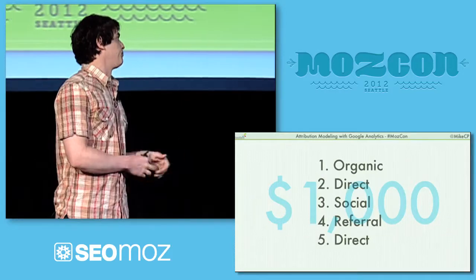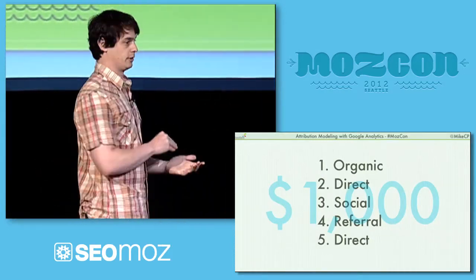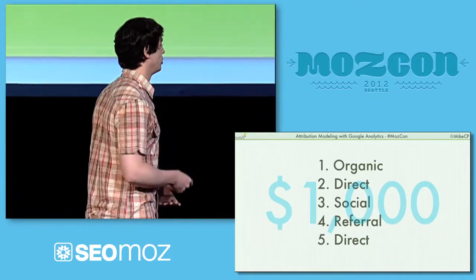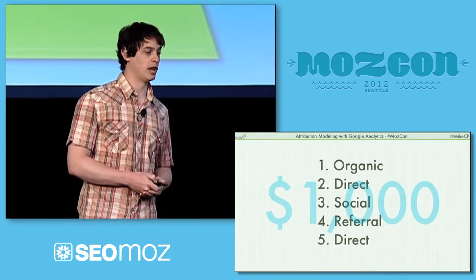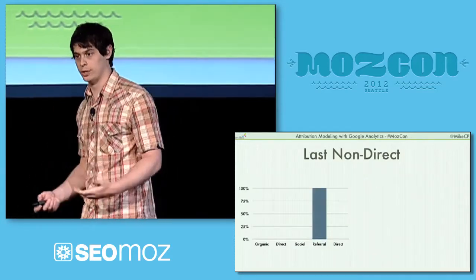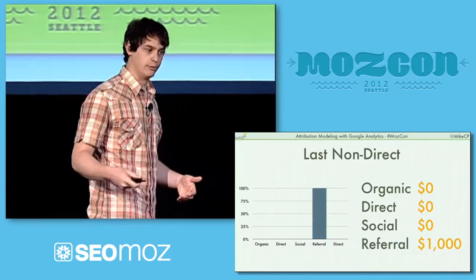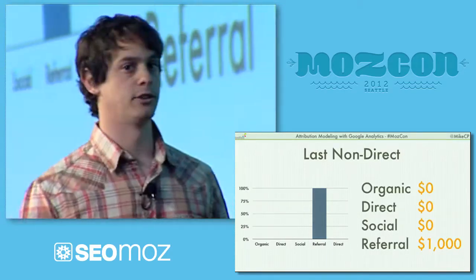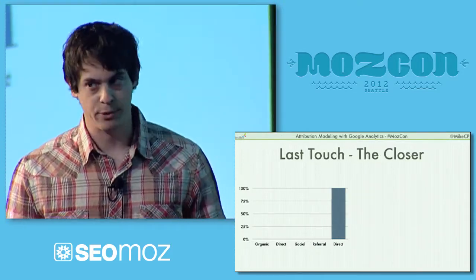So let's take a simpler conversion path: organic, direct, social, referral, and direct. Five interactions. And we'll take a $1,000 conversion here, so keep it nice and even. What we've been doing is the last non-direct. This is what Google does in Google Analytics. And in this case, as hopefully we've figured out, referral is the one that's going to get all $1,000 of that credit.